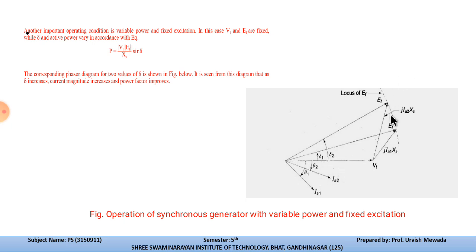Here you can see that the terminal voltage VT is having the IA2 XS drop. This is nothing but the reactive drop at delta 2, because we are changing the excitation and the phase angle of the machine. So you will get EF is equal to VT plus jIA2 XS. So this is the operation of the synchronous generator with variable power and fixed excitation.